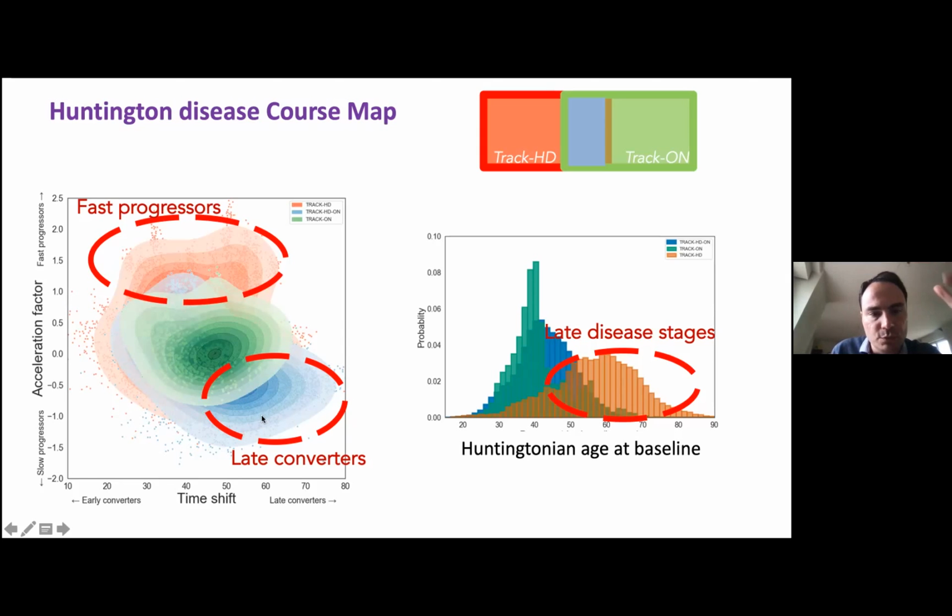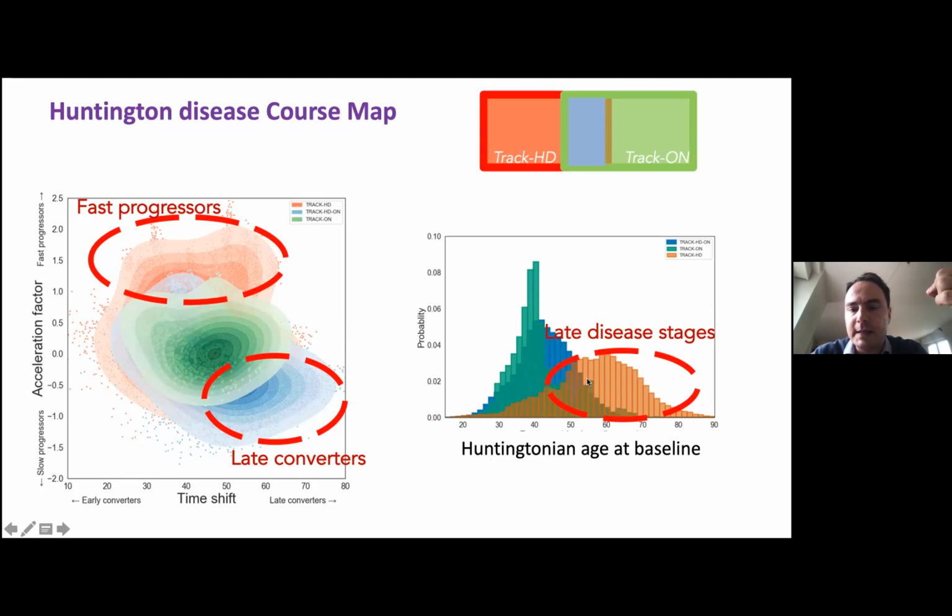So just to give you a very simple example of how the different subject parameters allow you to describe different profiles of progression across the different subjects. On the left, you have the parameters which describe the whole trajectory. On the right-hand side is what we call the Huntingtonian age at baseline. So you have the baseline visit, and as you've seen, we reparameterize the age of the subject. We map the actual age of the subject to what we call the Huntingtonian age, which is a time index on this central geodesic.